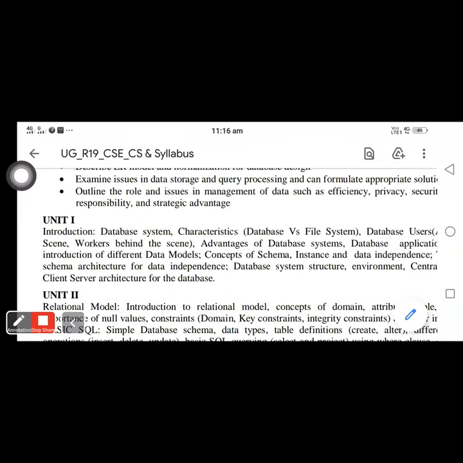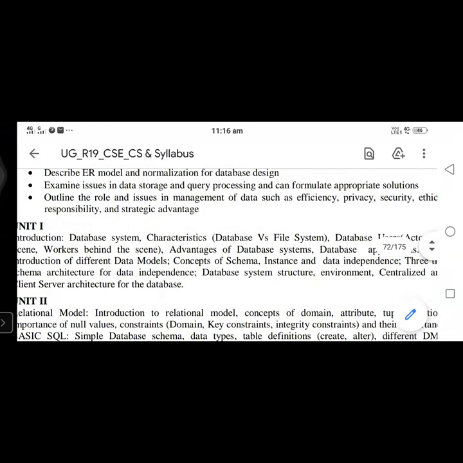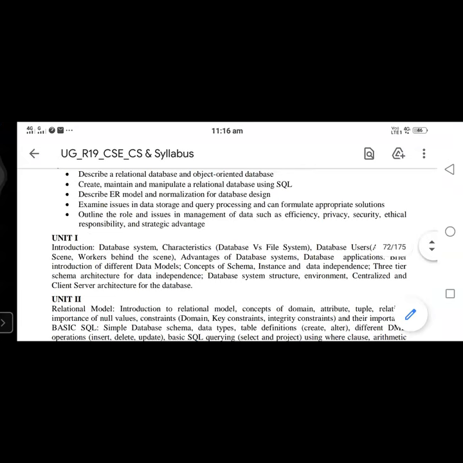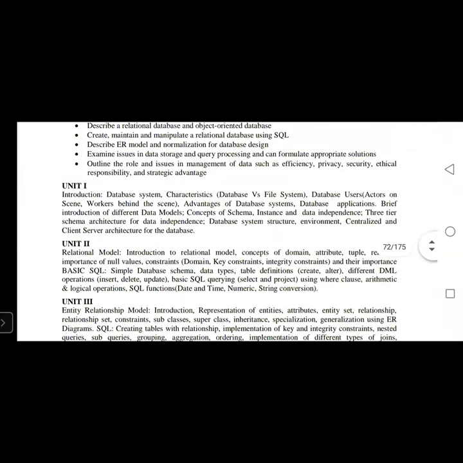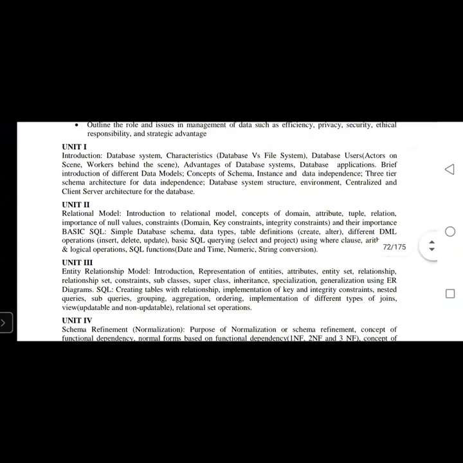Observe the first unit. In the first unit, we are discussing what a database management system is, what the characteristics of the database management system are, and database users. So database users, advantages of DBMS, applications of the DBMS, and the concept of schema. Three-tier architecture and database system structure, nothing but architecture, and centralized and client-server architecture. All of these we have discussed, nothing pending.